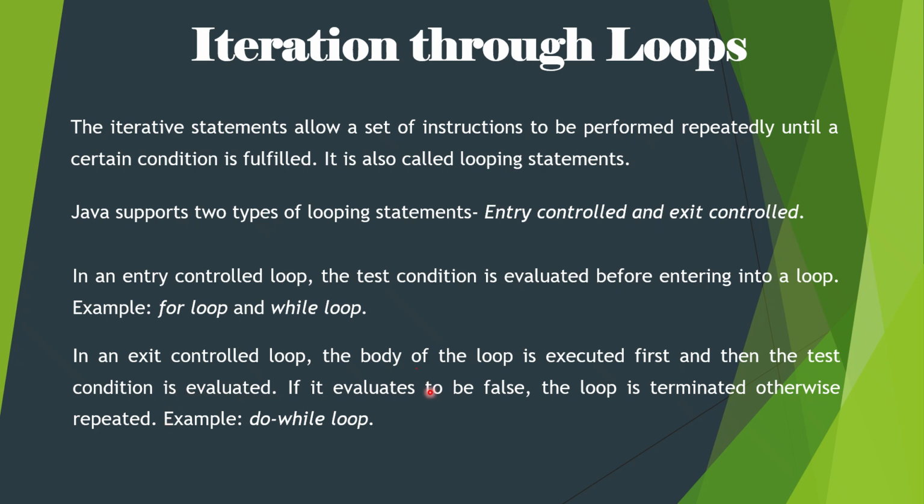So all together in Java we have three loops in two different categories. For and while are entry control, and do while is an exit control loop. So now let us see the for loop in detail.